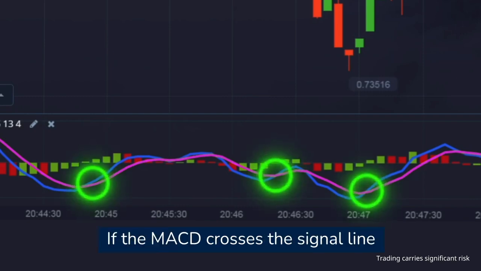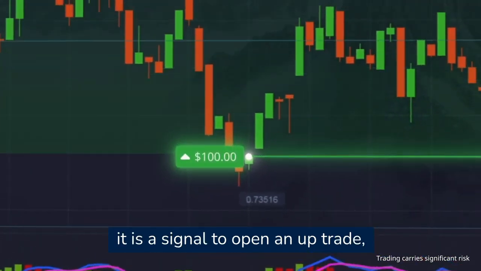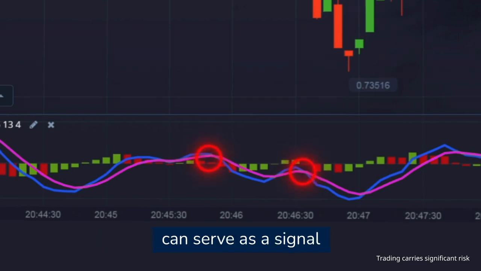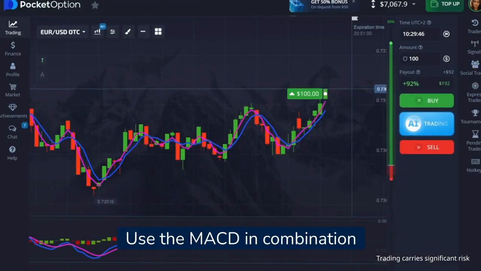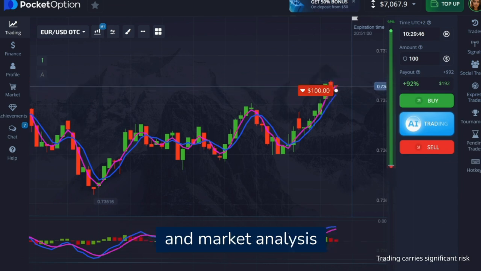If the MACD crosses the signal line from bottom to top, it is a signal to open an up trade, while crossing from top to bottom can serve as a signal to open a down trade. Use the MACD in combination with other indicators and market analysis to get better signals.